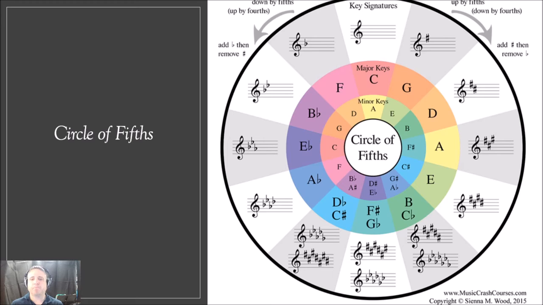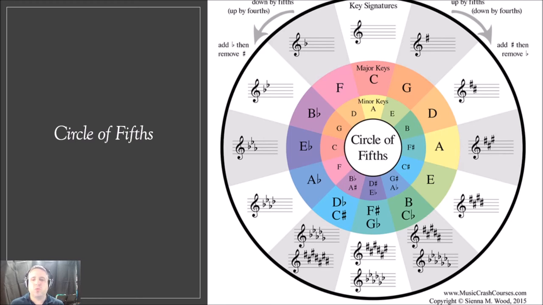Okay. Now you also see here, as I mentioned before, minor keys listed on the inside, and you'll notice that there are minor keys and major keys that share a key signature. These are called relative keys. So for example, B minor is the relative minor of D major. You could also say that D major is the relative major of B minor.